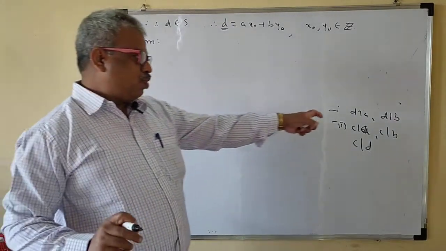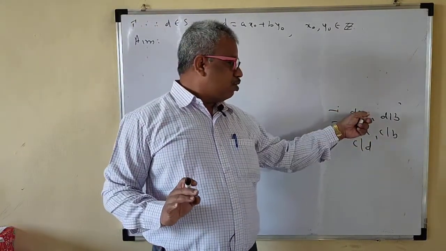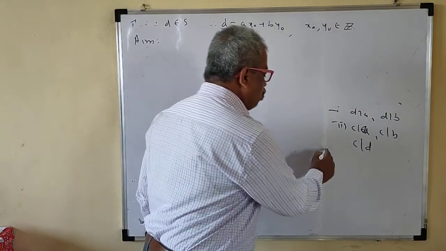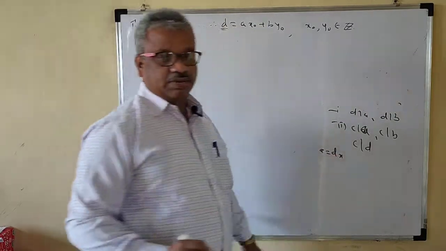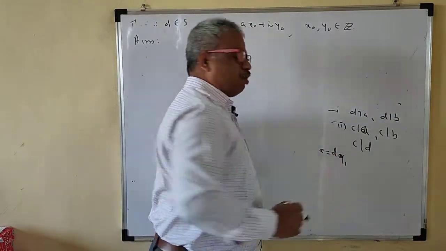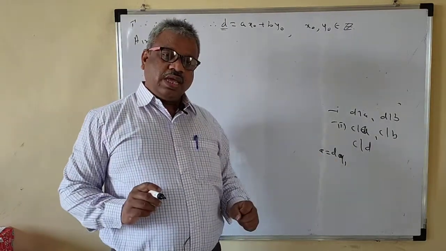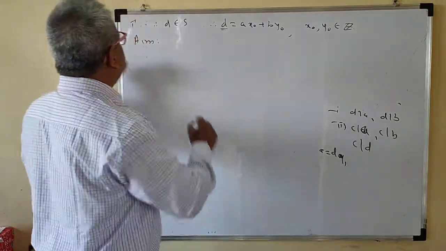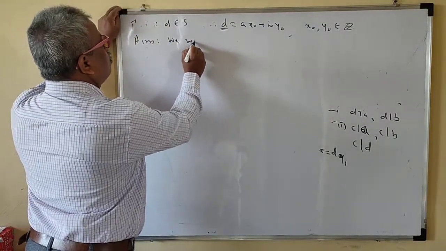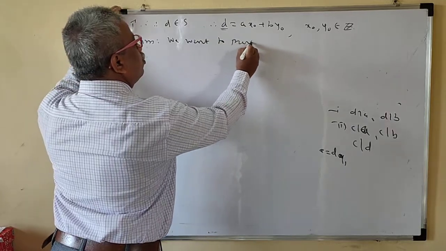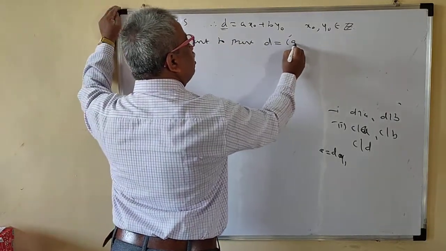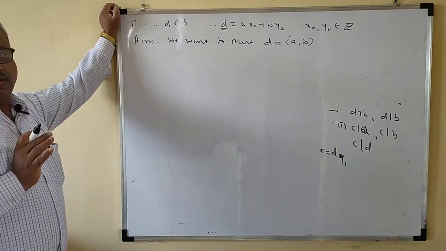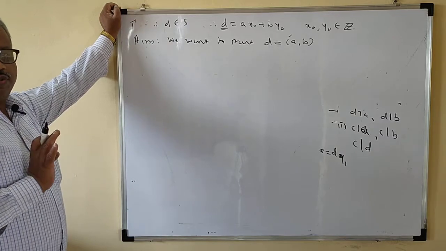Okay, so first we will prove D divides A, right? That means A is divisible by D, B is divisible by D. That means we will prove A is equal to D times some integer, suppose Q1. A is equal to D Q1. Our aim is to prove D is the GCD of A and B. If you prove this, almost the theorem is over. Only the uniqueness I have to prove then.